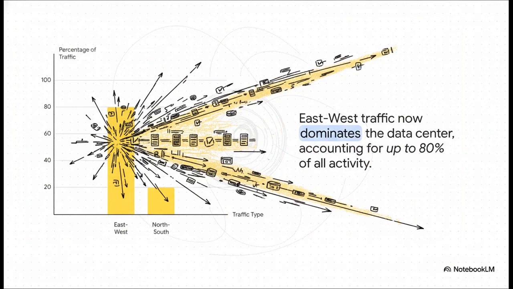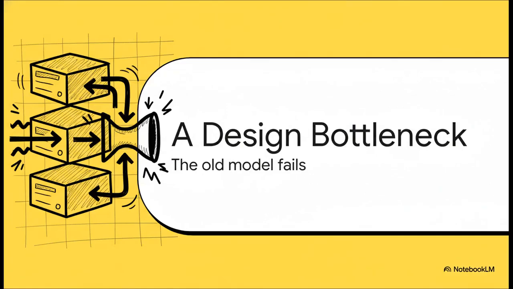And look at this. This is what's so wild. That internal, server-to-server east-west traffic just exploded. Today we're talking about it making up something like 80% of all traffic inside a data center. The thing the old network was built for, suddenly it's only 20% of the picture. The whole game had changed. And, well, you can probably guess what happened next.